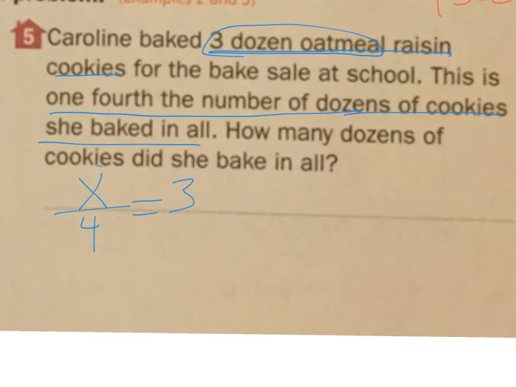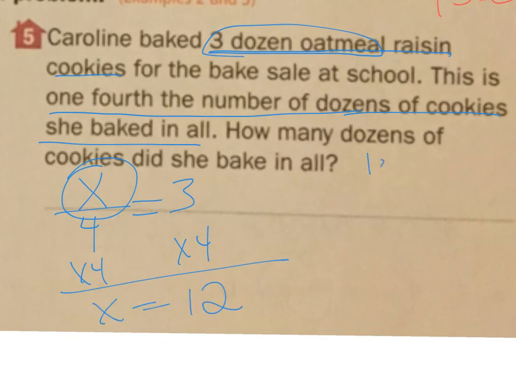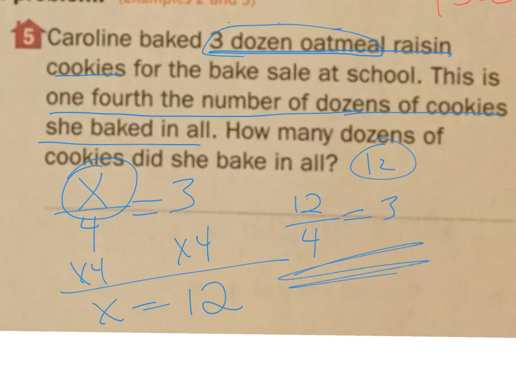So I want to get x all by itself. It's divided by 4, so now I do times 4 times 4. That gets me x equals 12. So I'm thinking she made 12 dozen in all. So what I would want to do is 12 dozen, 3 dozen oatmeal cookies is just 1/4 of the total number she made. So if this 12 is the total number, I take the total number divided by 4, because it's a 1/4. Is that 3? 12 divided by 4 equals 3? Sure does. Okay.